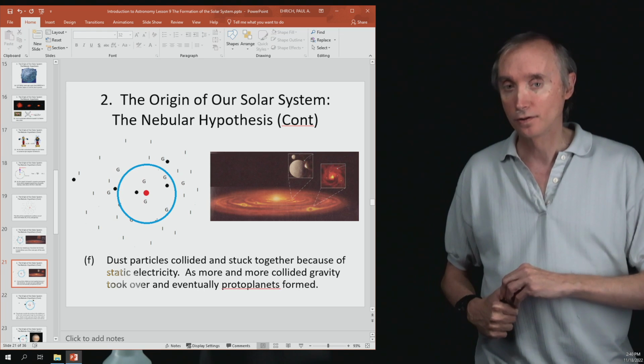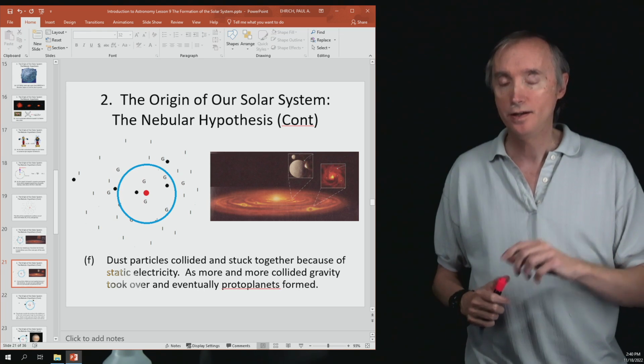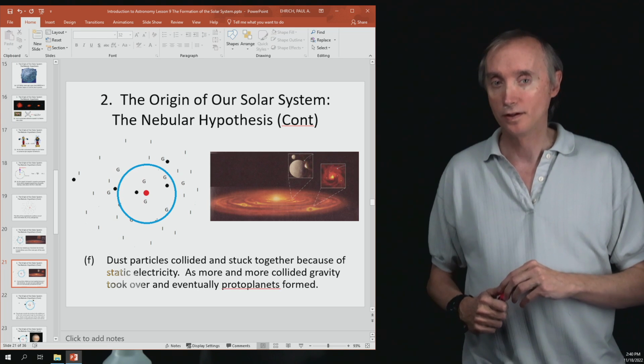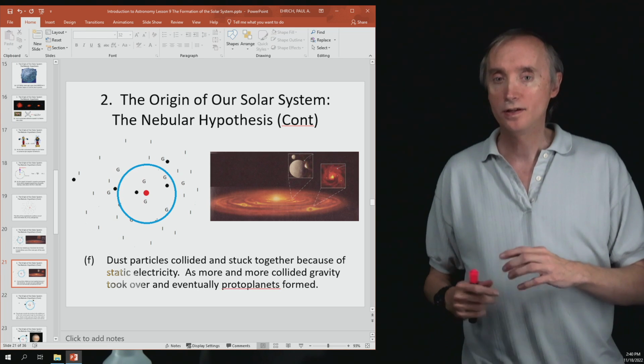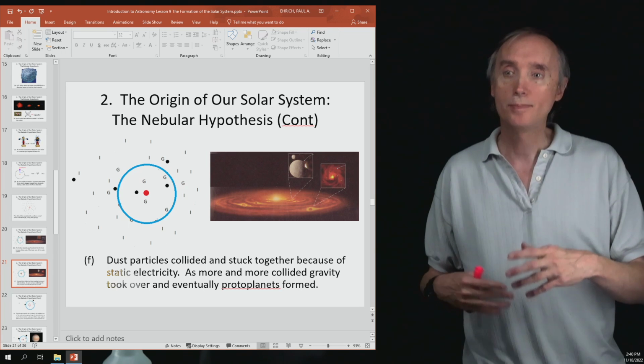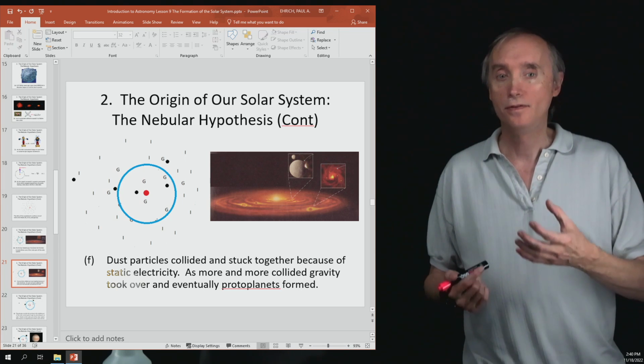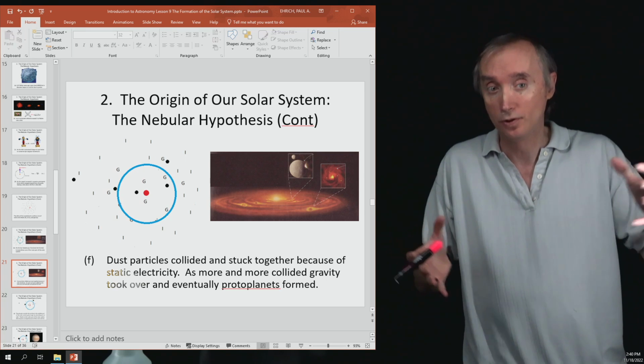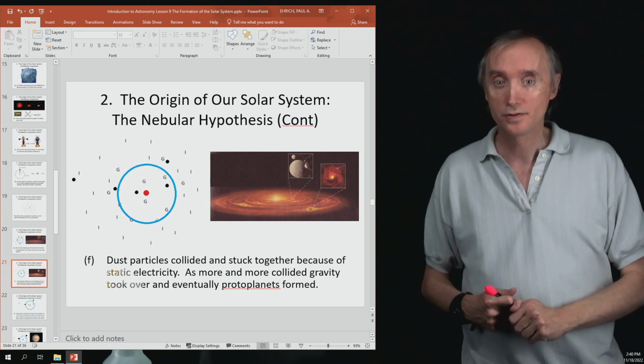Similarly, the teeny tiny pieces of dust initially stick together because of electricity, and then once it gets to a certain size, about the size of a basketball, gravity starts to become the dominant force in pulling all of this material together.